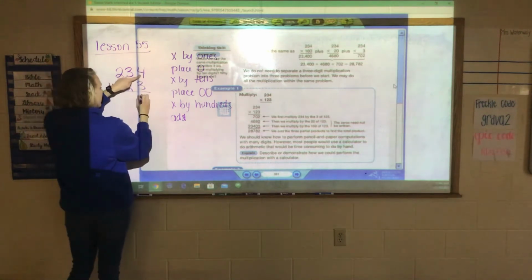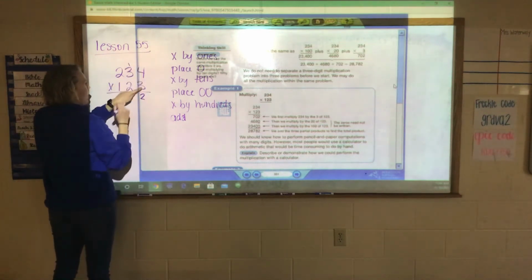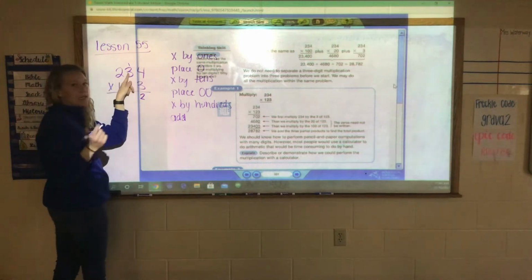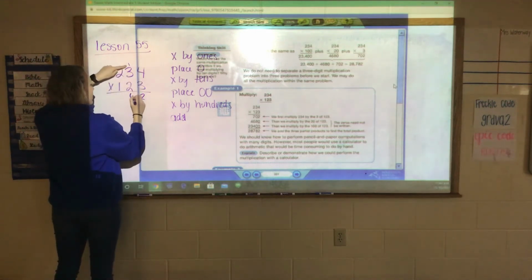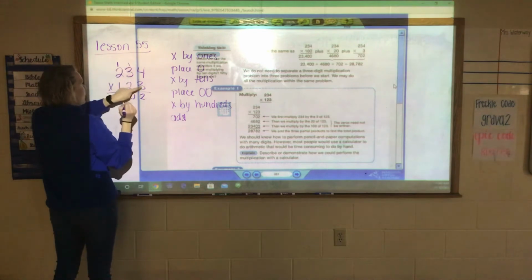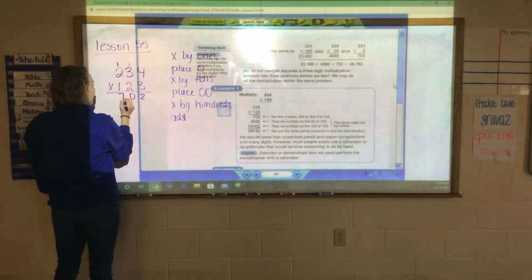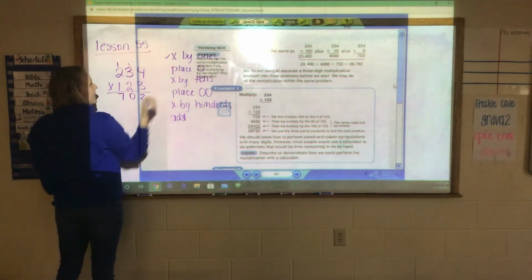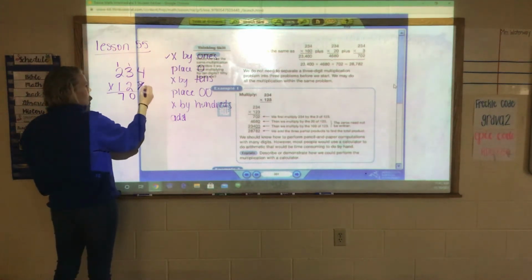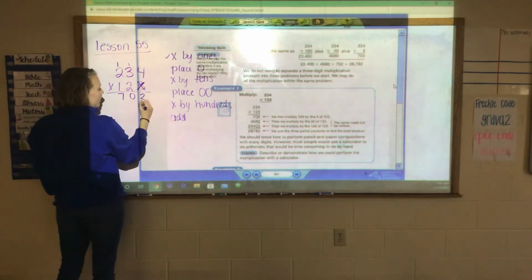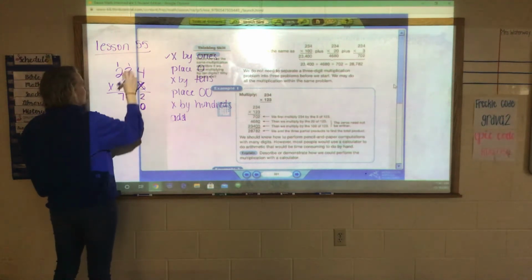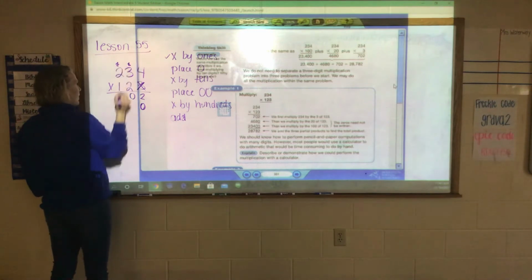Okay, so first we multiply by ones. 3 times 4 is 12. 3 times 3 is 9, plus 1 is 10. 3 times 2 is 6, plus 1 is 7. All right, we did that. Put my placeholder 0. Cross out my 3 because I'm now multiplying by my tens. Cross out what I've borrowed up here.